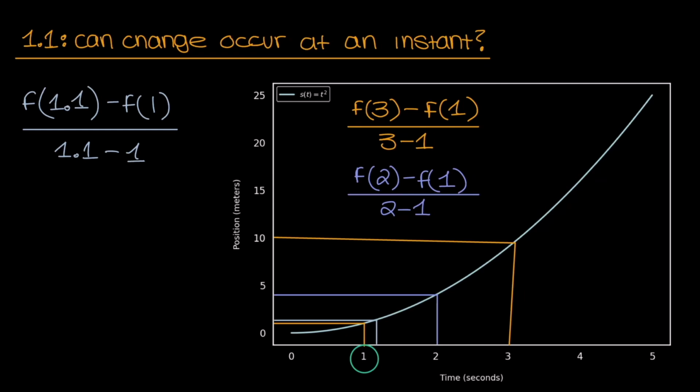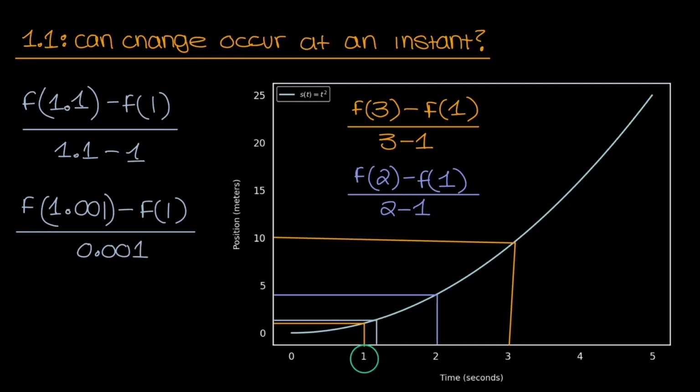But how closer can we even get? That's the point here. What is an instant? I can get as close as saying 1.001, right? And now my difference is just 0.001. And just for the sake of calculus, we'll call this the rate of change at an instant, right? We're comparing two different points and finding a rate of change.